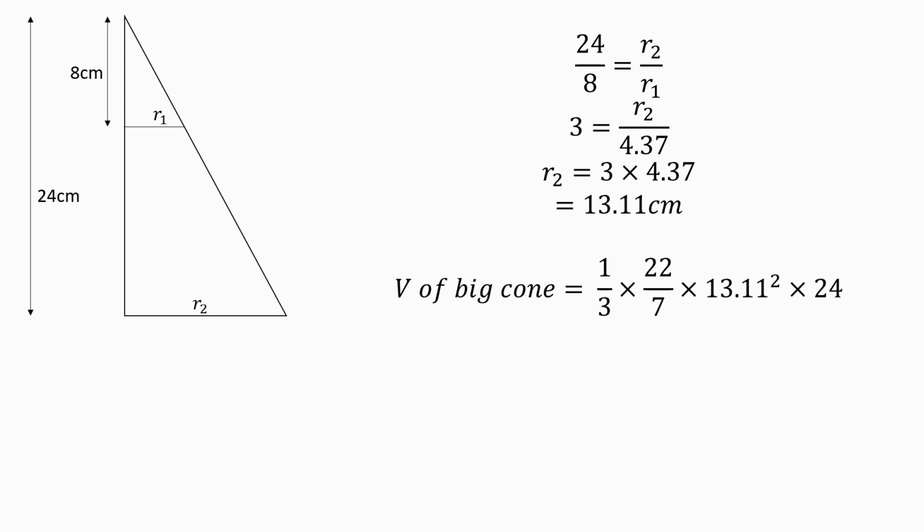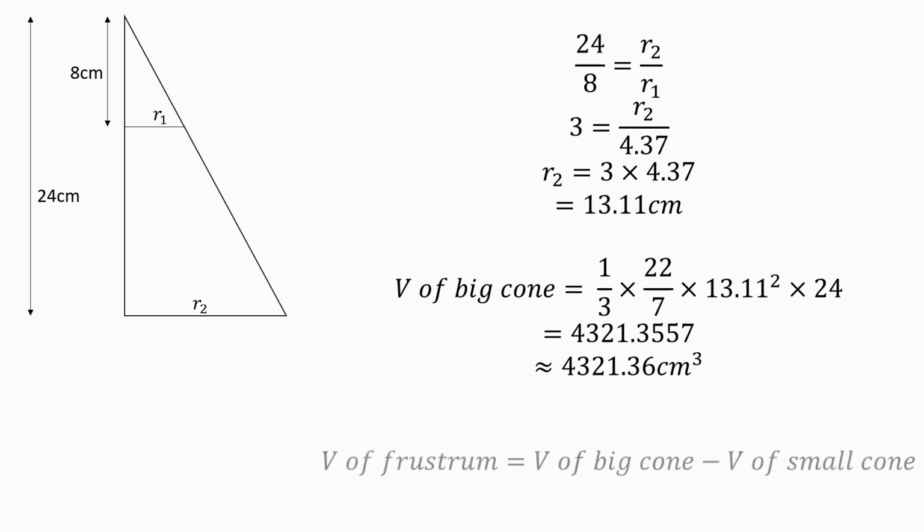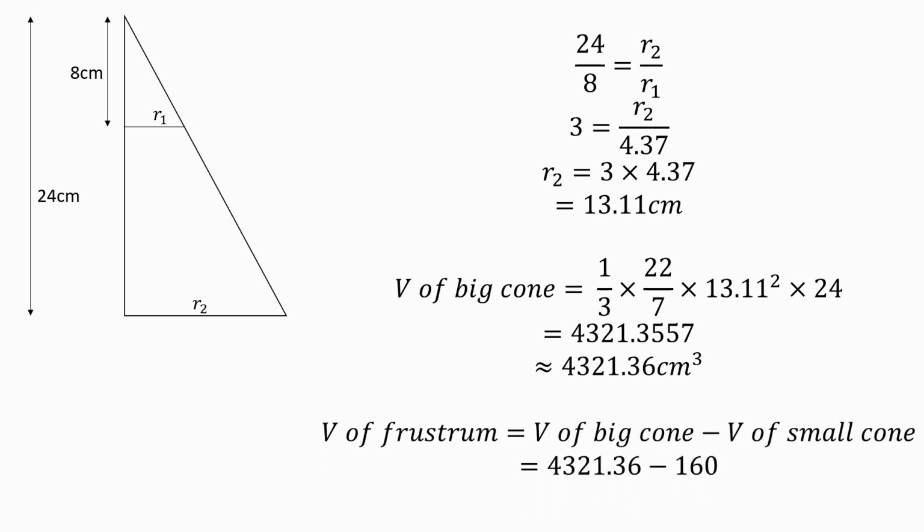Use your calculator, you obtain the value 4,321.3557, which is approximately 4,321.36 cubic centimeters to 2 decimal places. Then we have the volume of the big cone, and we have the volume of the small cone. Therefore, the volume of the first term will be the volume of the big cone minus the volume of the small cone, and that is 4,321.36 minus 160, which equals 4,161.36 cubic centimeters.